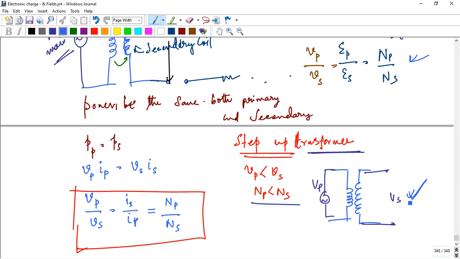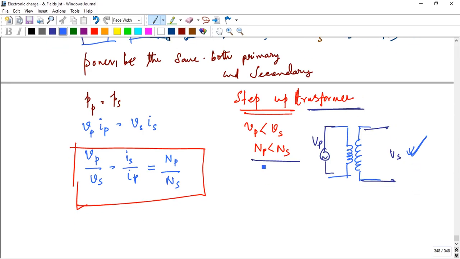But keep in mind, if the voltage is high, one thing goes down, and that is the current. So the current in the primary is greater than the current in the secondary.